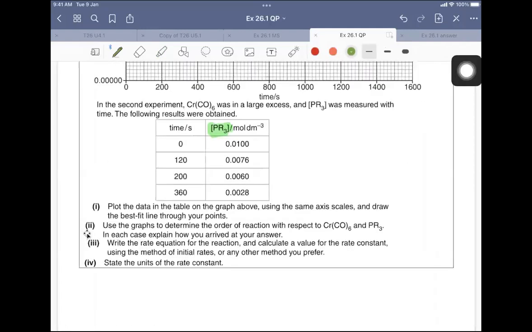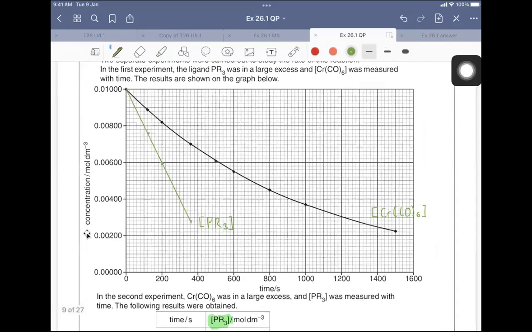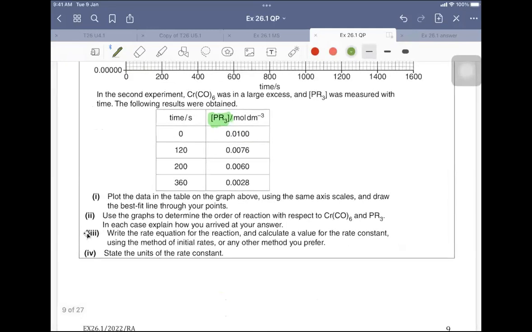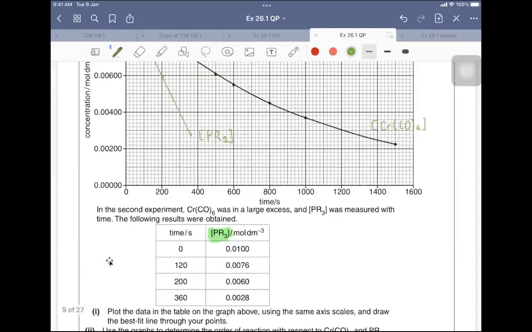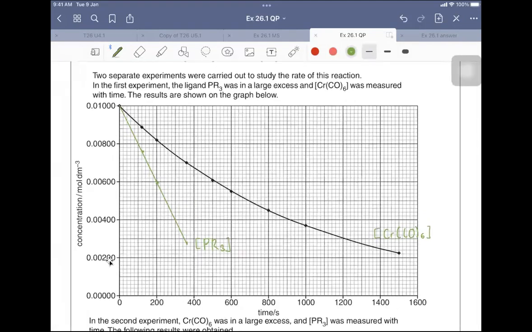Moving on, so you can see that the points for PR3 is showing a straight line. And we are asked to determine the order of reaction with respect to chromium complex and with respect to PR3. In each case, explain how you arrived at your answer. Okay, so I'm going to use the graph that's given to me already. Okay, so starting with the black one. So this is a concentration time graph.